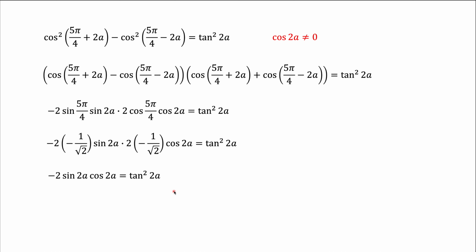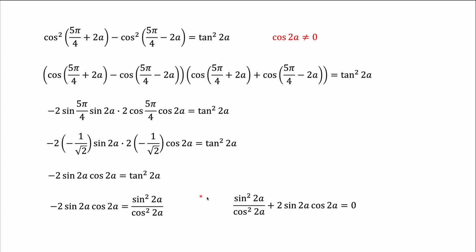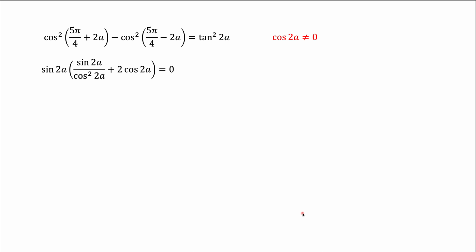Now, let's look at the tangent, and remember the tangent is sine over cosine. So let's write it out, putting everything on one side, and notice that both terms have sine of 2a, which we can pull out. Okay, and we get an equation like this. Now let's rewrite it. And now notice that the product of these two terms has to be 0, which means that either sine of 2a equals 0 or this parenthesis equals 0.